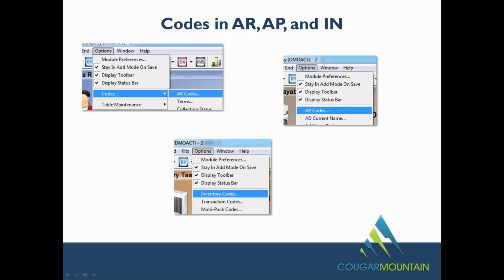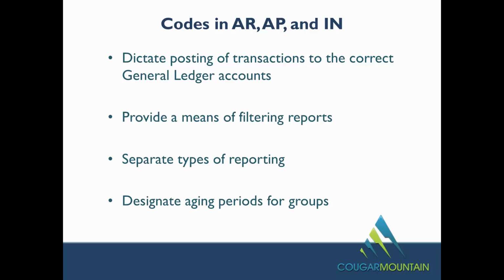Denali Accounts Receivable, Accounts Payable, and Inventory modules all have codes that are applied to transactions or items. These codes have several functions within their respective modules. They dictate posting of transactions to the correct general ledger accounts and provide a means of filtering reports or statements. They can separate printing of balance forward and open item statements.